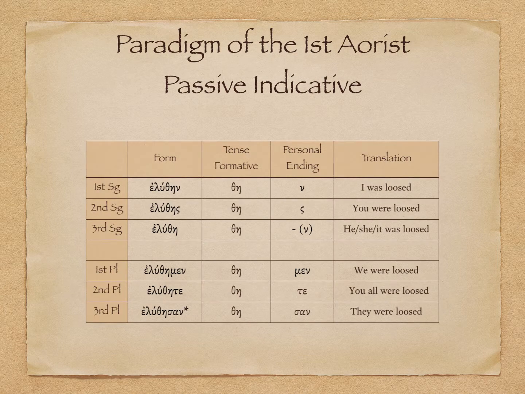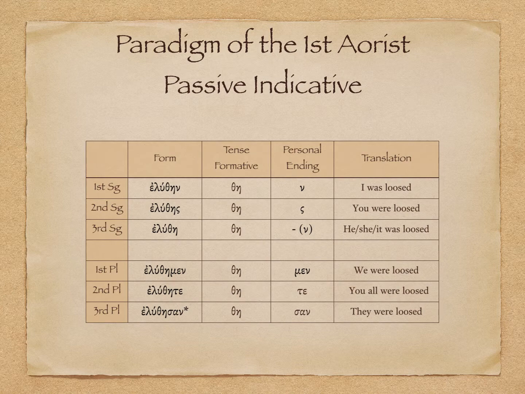The tense formative, theta eta. If you see theta and eta together in a word, you should immediately begin to think first aorist passive, just right away. Theta eta together, first aorist passive. And then look at your personal endings. You know that you're going to identify the active endings. Even though it's passive, the theta eta will signal passive. Then remember, okay, first aorist passive, I use secondary active endings. Okay, nu, sigma, nothing, or nu, men, te.